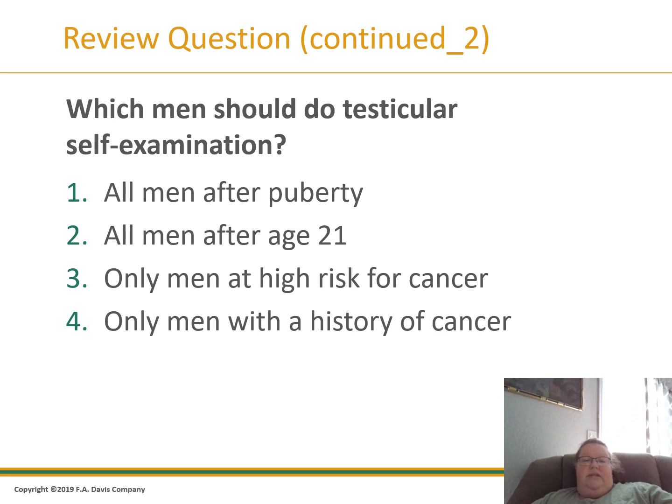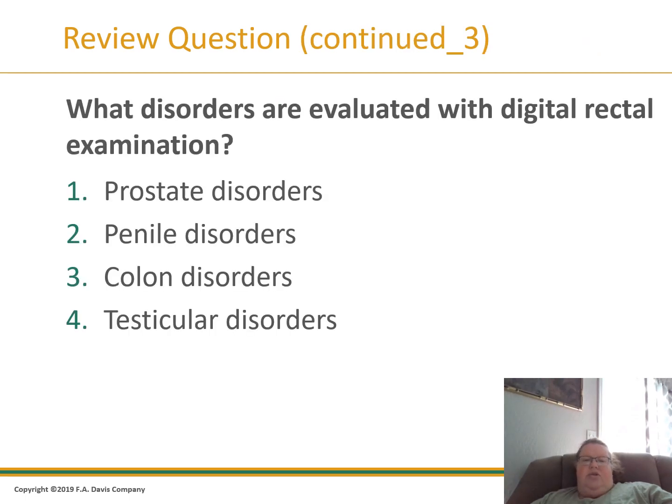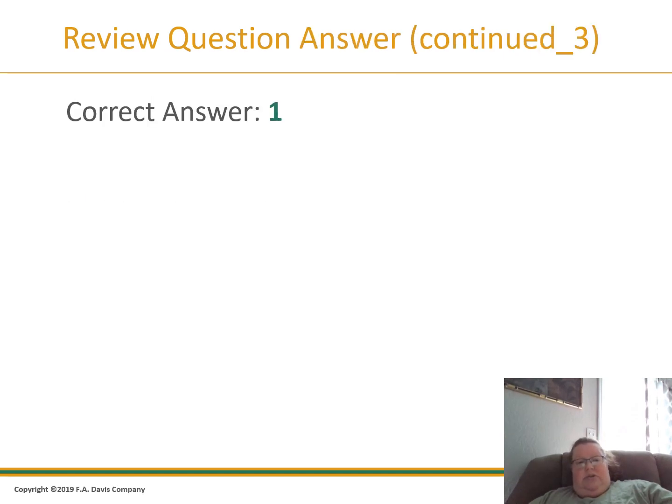Which men should do testicular self-exams? All men after puberty, all men after age 21, only men at risk for cancer, only men with a history of cancer. The answer is 1, all men after puberty. What disorders are evaluated with digital rectal examinations? Oh, prostate disorders, penile disorders, colon disorders, or testicular disorders. Remember, a digital rectal exam is checking for prostate disorders.